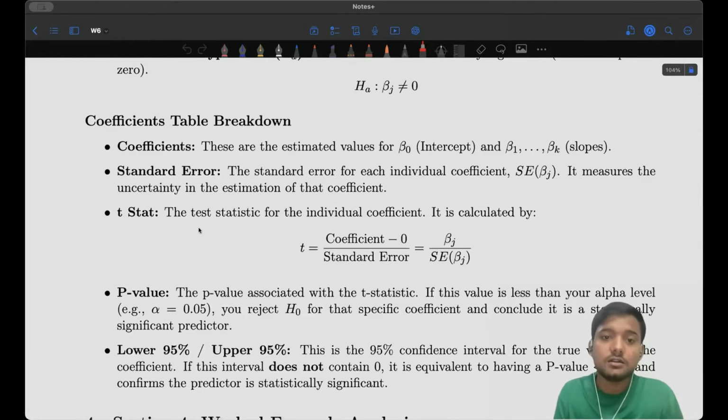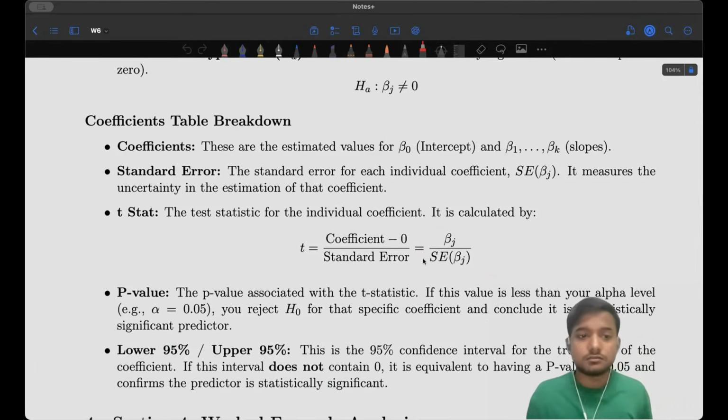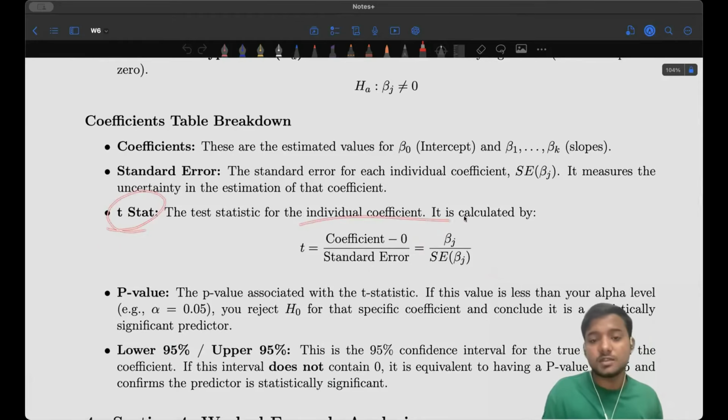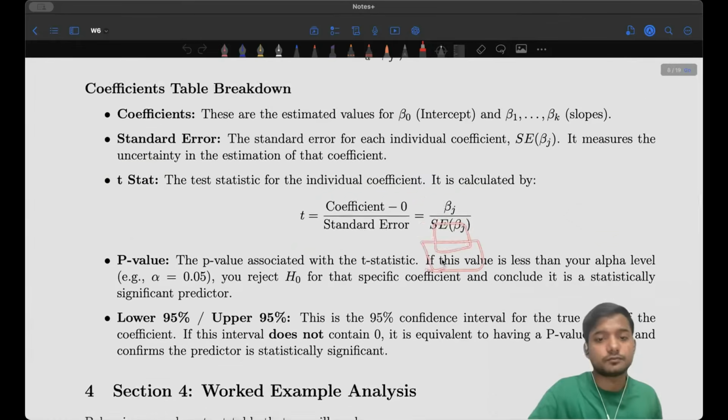What is the t statistic? The t statistic for an individual coefficient is calculated by the estimate divided by the standard error. This is going to be your t statistic. So always remember the formula. F statistic was mean square regression by mean square error. T statistic is going to be estimated coefficient by standard error.